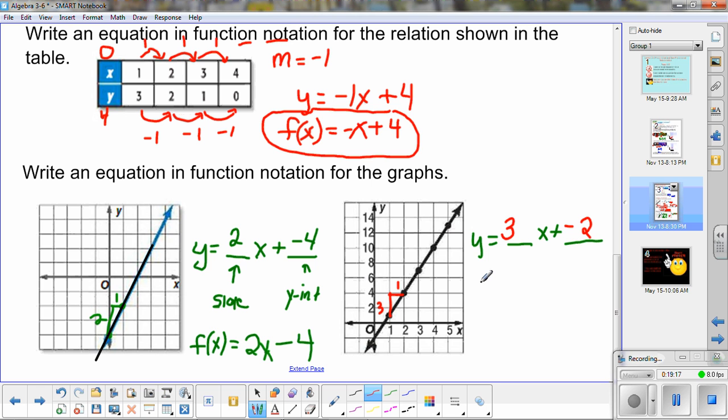So in function notation, that's f of x equals 3x. And then instead of plus a negative 2, I'm just going to write minus 2. Again, another way to think of this is the direct variation equation of y equals 3x. But then we shifted it down 2 units. That's why we had to have minus 2.